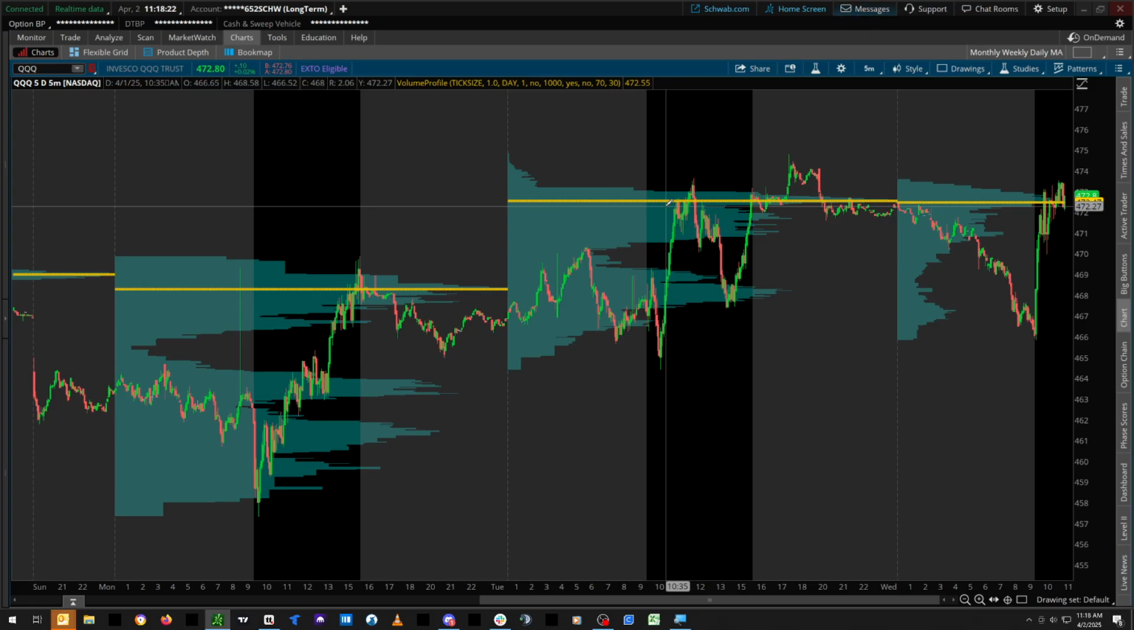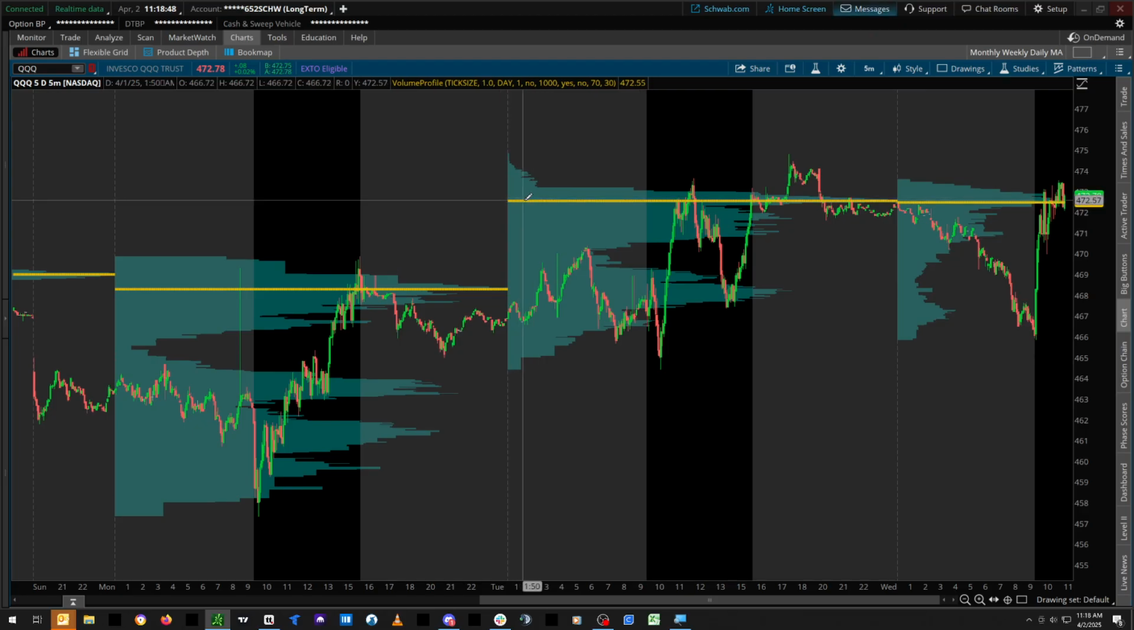So what does that mean? What a volume profile means, it is the price where people liked that price more than any other price, such that they traded more at this level. There are more contracts here than anywhere else in the day.